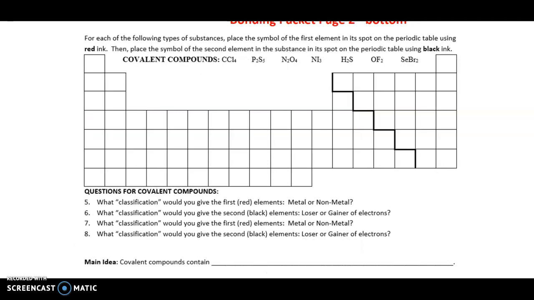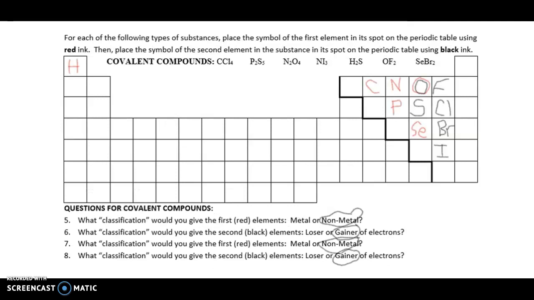Then in the second half of the page, we're looking at covalent compounds. And for those, both the first element and the second element are nonmetals, including hydrogen, which, as you recall, should not be classified as a metal, even though it's on the top of column 1. So these are gainers and gainers in the covalent compounds, nonmetals and nonmetals. So in summary, we find that ionic compounds are found between metals and nonmetals, and covalent compounds are between two nonmetals.